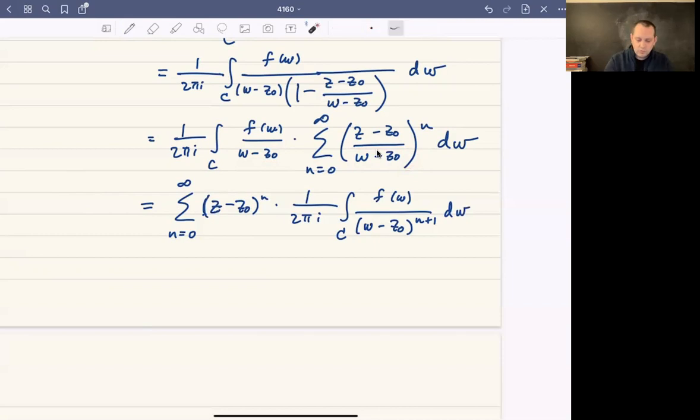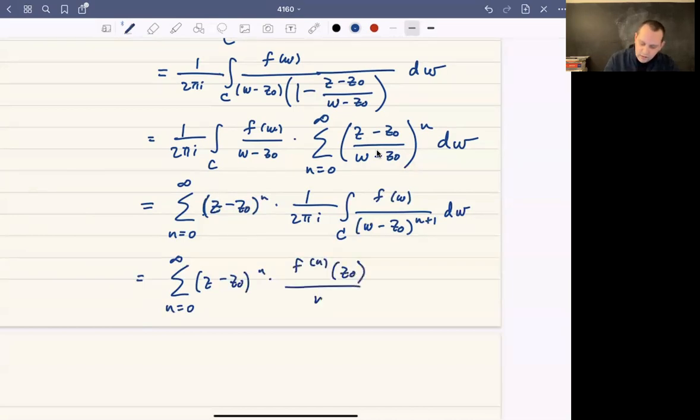Now, look at what happened. This is our coefficients for the power series. And based on the generalization of Cauchy's integral formula, this happens to be exactly the nth derivative of f at z naught over n factorial. Because we know that in Cauchy's integral formula we had an n factorial over 2 pi i. Here we're missing that n factorial, so we have to divide by it in the next step. So that's it. That's the proof. If f is holomorphic, this means that f has a Taylor series.